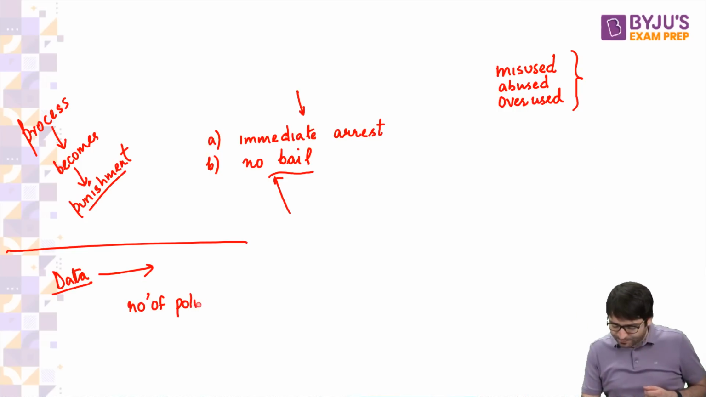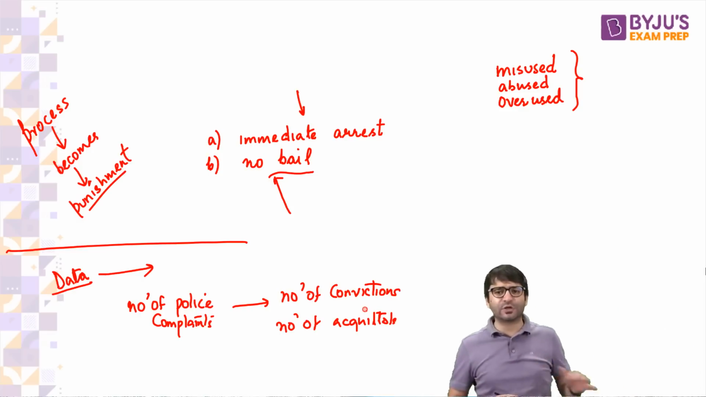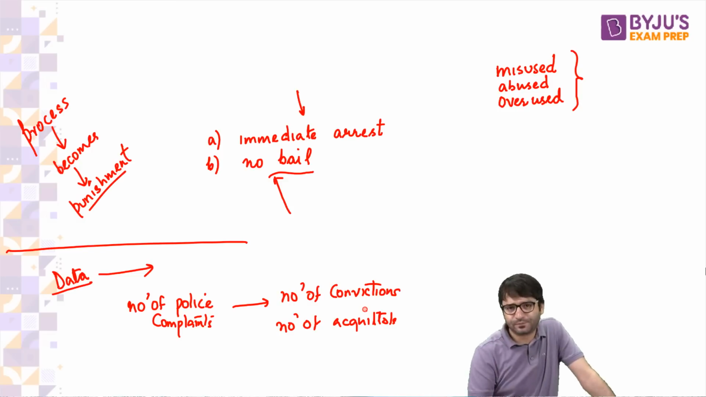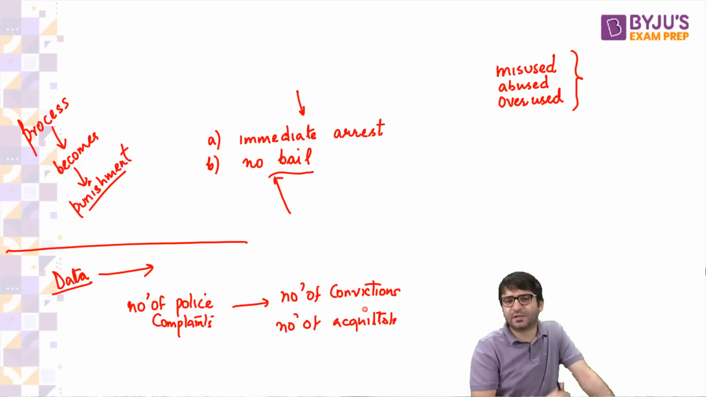number of police complaints and number of convictions, number of acquittals. How did the Supreme Court come to this conclusion that the law is being overused, misused, abused, hyperused? The Supreme Court was given data. The Supreme Court asked for the data across the country. They gave us the number of cases filed under the Atrocities Act. Said this is the number. Out of this number, tell us how many people got convicted.